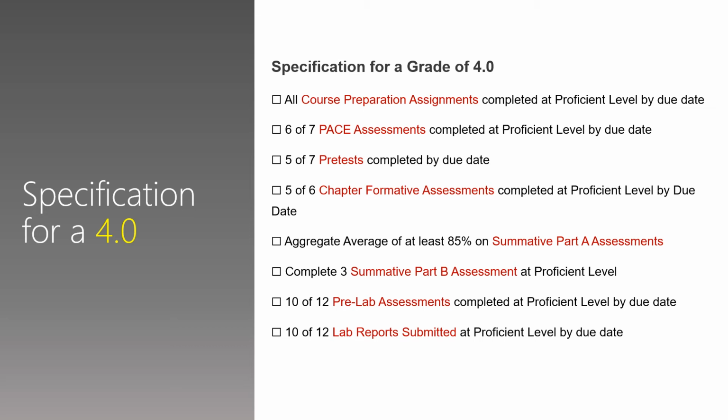3 of the 4 Part B's are proficient. I will tell you that's the only one that gets that high. 3.5 is only 2 of the 4, right? And then 10 out of 12 for the pre-labs and 10 out of 12 for the lab reports. So higher, but not perfect, right? I don't expect you to be perfect in anything, but I expect it to be a lot higher than a 2-point.